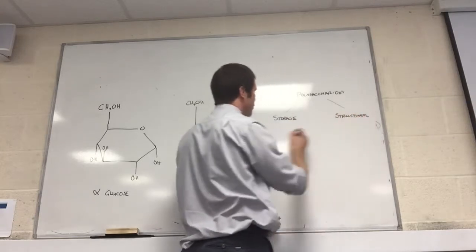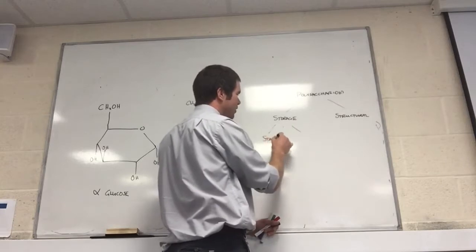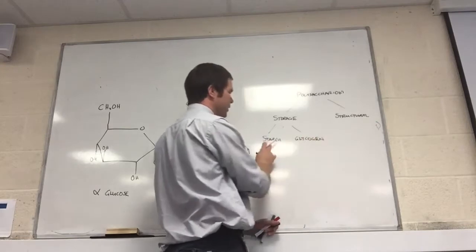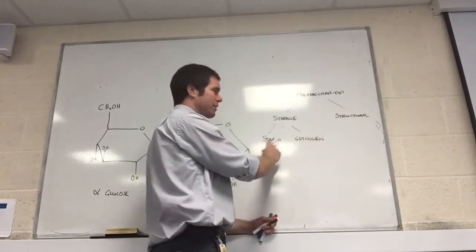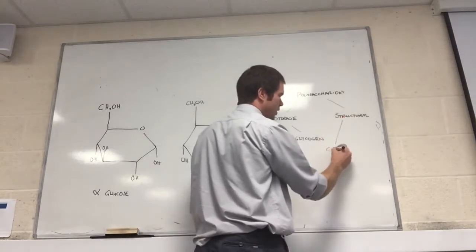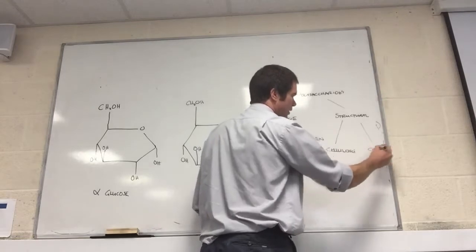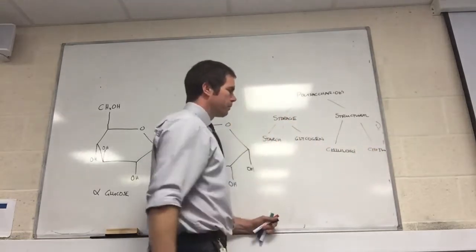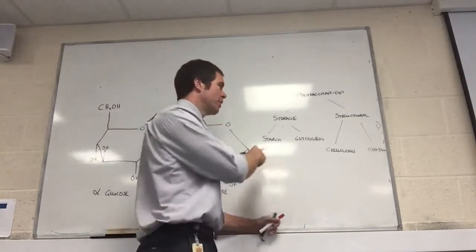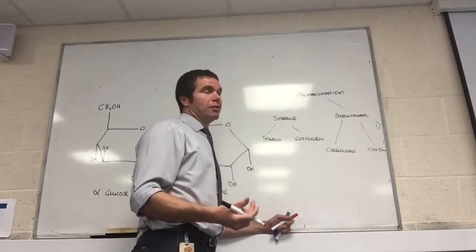Under the category of storage polysaccharides, we've really got two, starch and glycogen. Starch is the storage polysaccharide in plants, glycogen in animals. I hope I'm just going over ground here. Structural polysaccharides are cellulose and chitin. The whole idea of structural polysaccharides is they confer strength, and we'll come on to that later on. But the storage polysaccharides are all about storage, rather obviously.